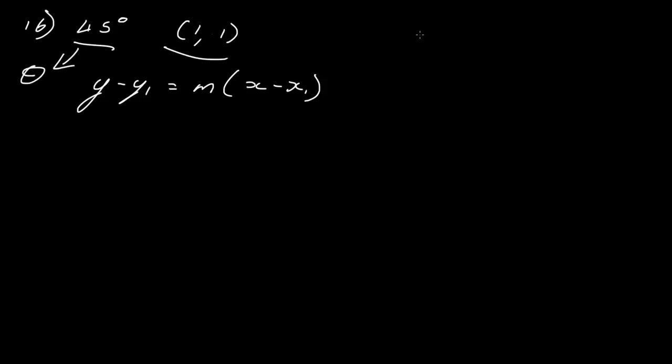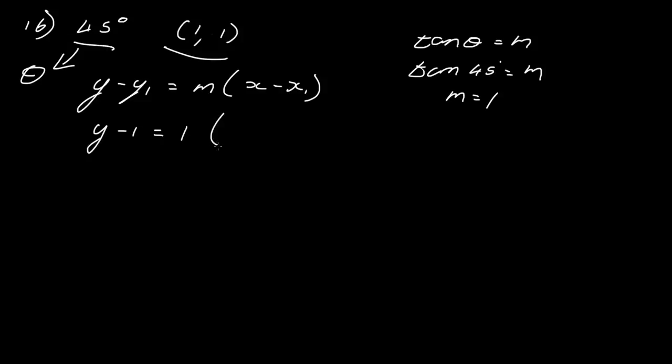Well, we know that tan of theta is equal to m. So tan 45 degrees is equal to m. Tan of 45 I believe is 1. Let's double check it. Yeah, tan 45 is 1. So m equals 1. Okay, now we can substitute in our points quickly. y minus 1 equals 1 into x minus 1. So y minus 1 is equal to x minus 1. Take that across and we're left with y equals x.